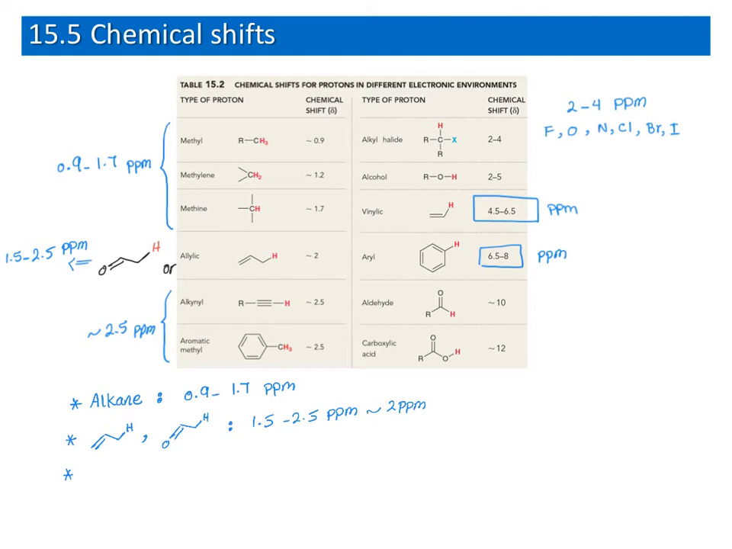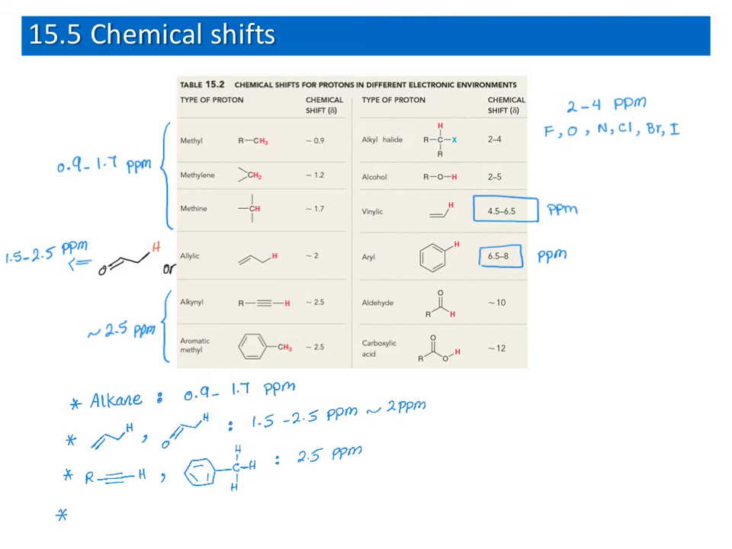Then we have hydrogen connected to triple bond, and hydrogen connected to the basically aromatic methyl. We expect to see them at around 2.5 ppm.